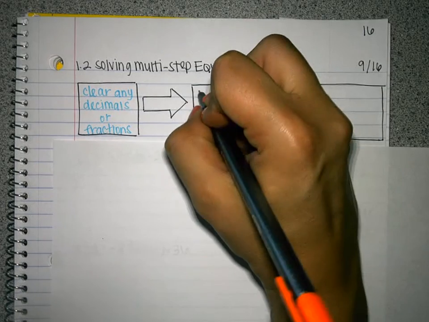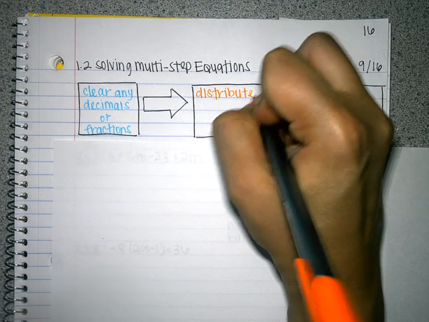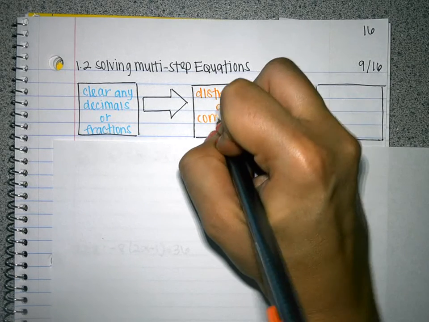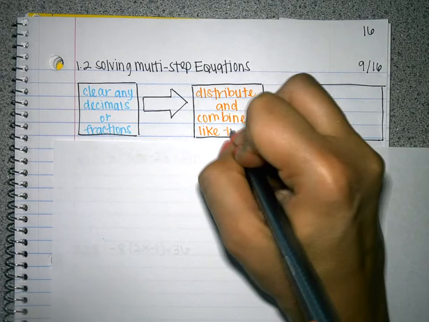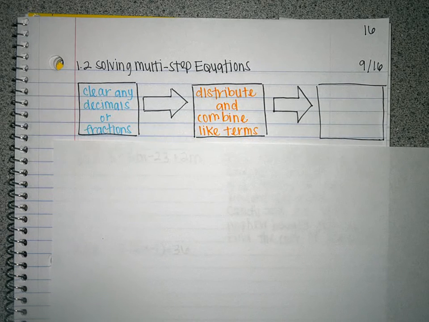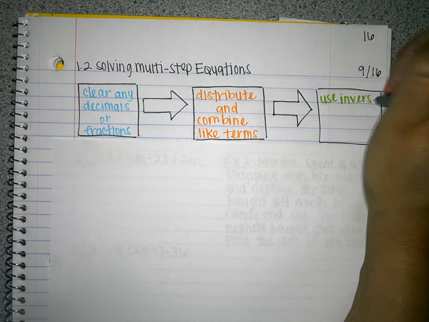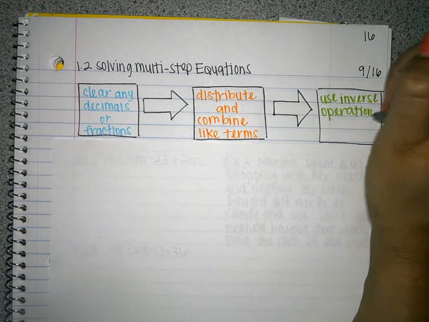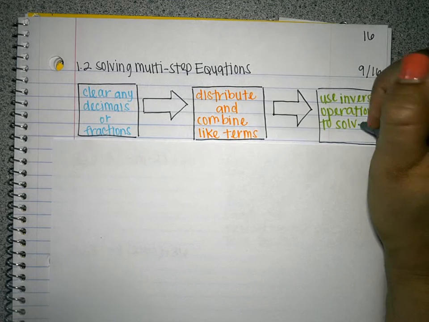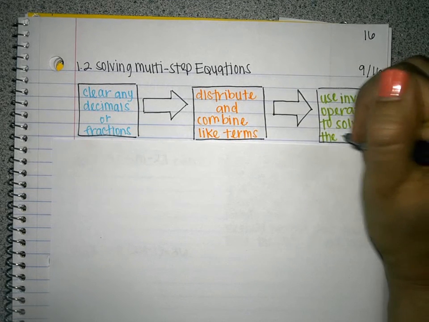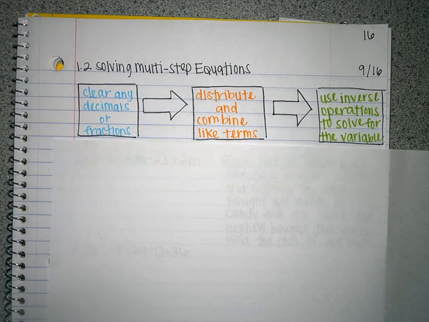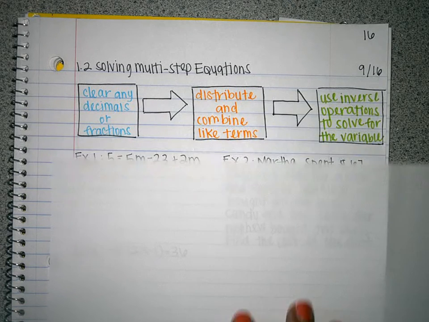After you take care of that, the next thing you are going to do is distribute and combine like terms. So you'll distribute and combine like terms if possible. And then you will use inverse operations to solve for the variable. You should have last year used inverse operations to solve for one-step and two-step equations. So this year we'll be solving equations just with more steps. So inverse operations you should be okay with. Basically we're going to try and get x on one side and all the numbers on the other. So let's look at our first example.